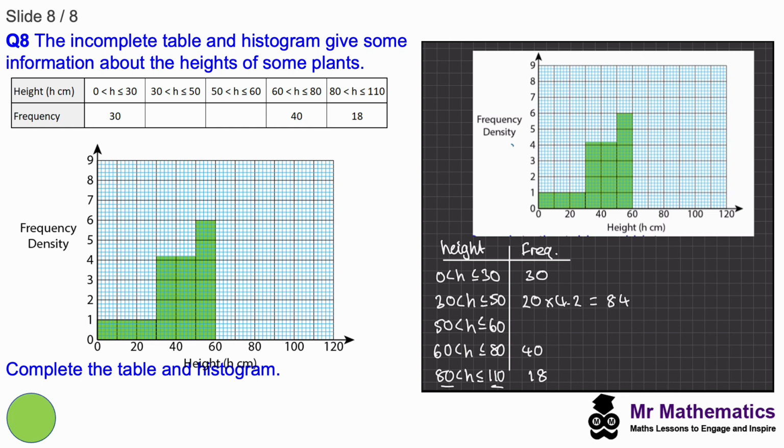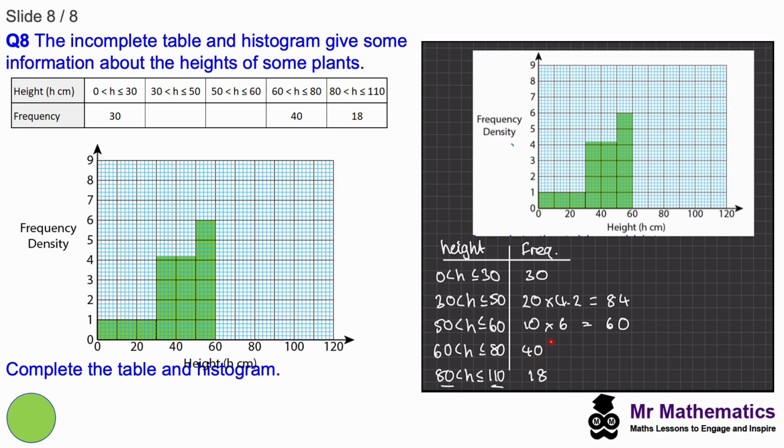We can use the same idea with the next bar between 50 to 60. So this will be 10 multiplied by the frequency density of 6. So this gives us a frequency of 60.